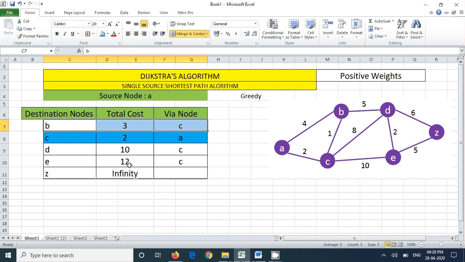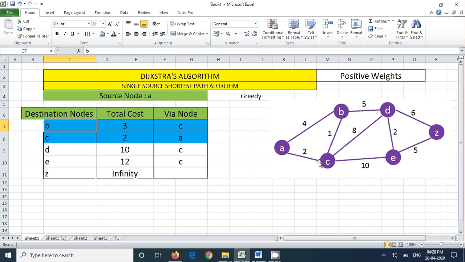3, 10, 12, infinity, the smallest one is 3. You fix it. I am making it blue. That means this route is fixed. A to B is found now. That's the meaning. So the most recently added is B now. We will scan from B. If you scan from B, where can it go?